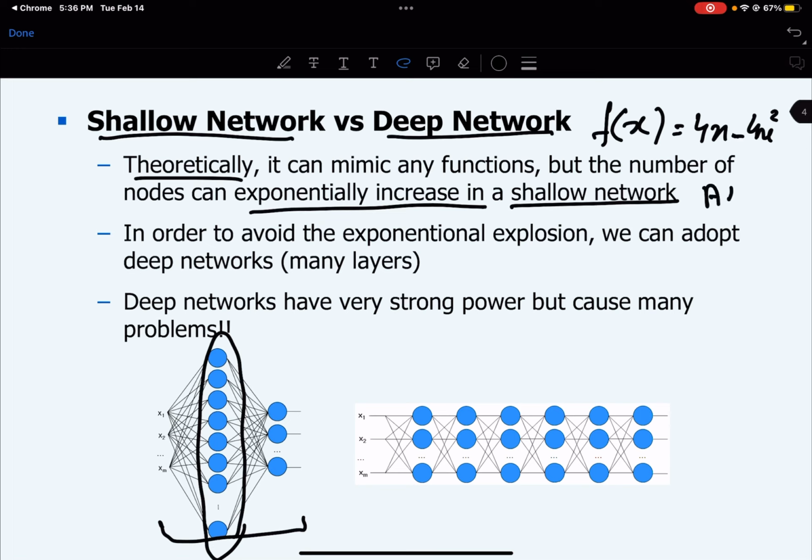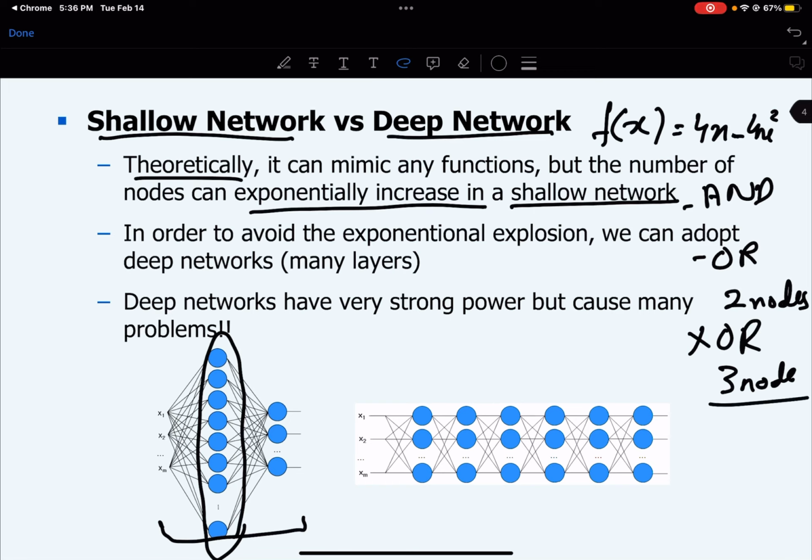We studied that for AND and OR operations we needed 2 nodes, and for XOR we needed 3 nodes, including hidden nodes. So we increase the number of nodes depending on the function that we are trying to mimic. For this one, how many nodes will we need? We have to design a network. A simple NOT operation requires 1 node, right?